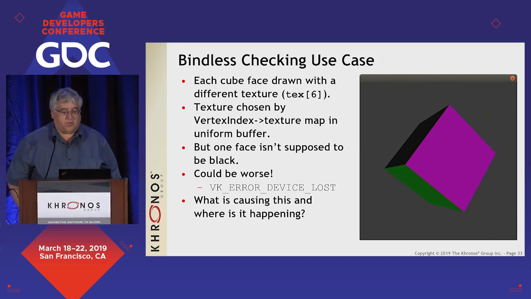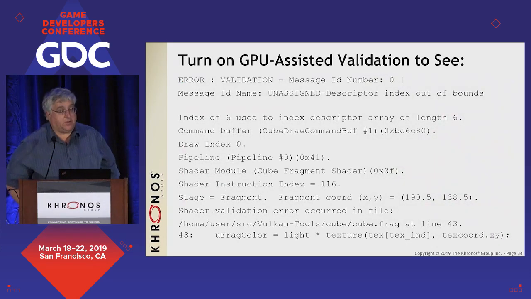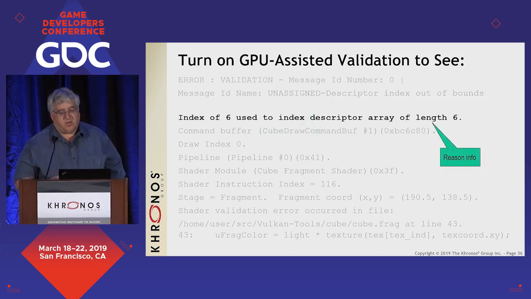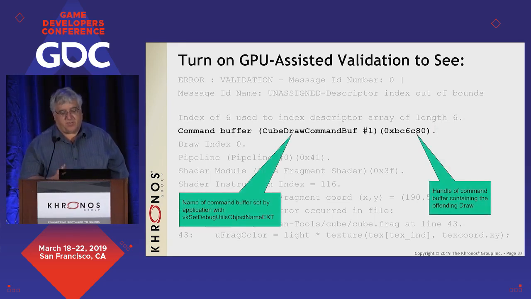A very simple example: if you have a cube and you just want to draw a different texture on each face of the cube, you would probably provide some kind of a map in a uniform buffer, for example, that the shader uses to figure out which texture to put on which face. Well, in this case, one of the faces is black. It's not supposed to be. You probably got lucky. Sometimes the device might crash or you lose the device if you make that kind of mistake. So clearly there's a bug probably in this map that lets you select the texture. So how do you figure out what's wrong?